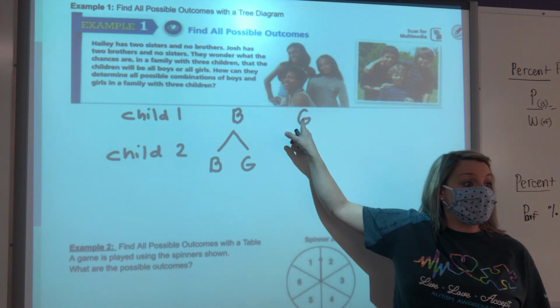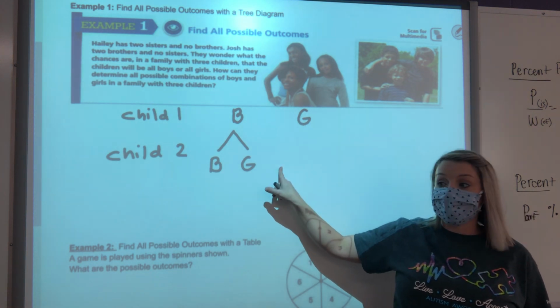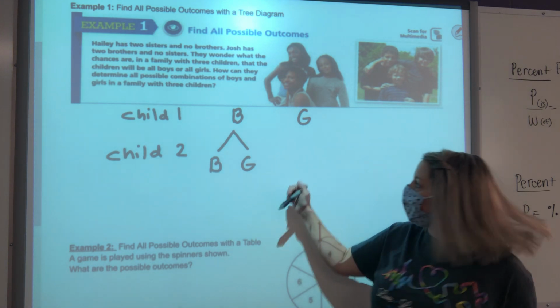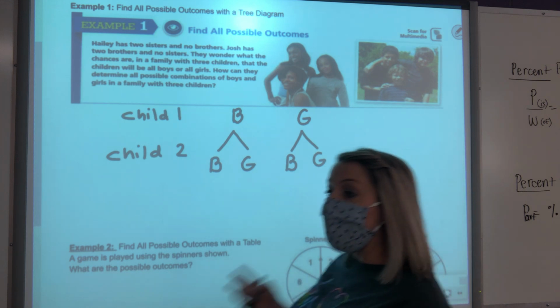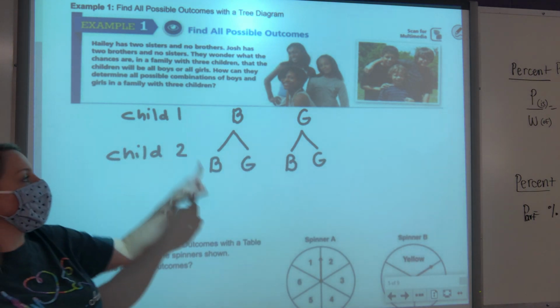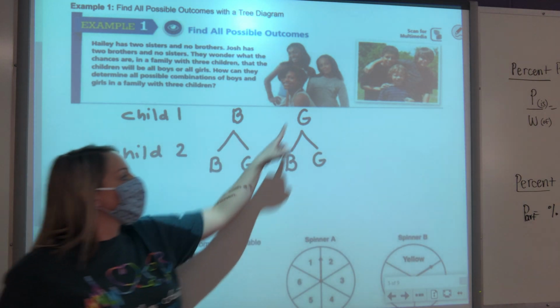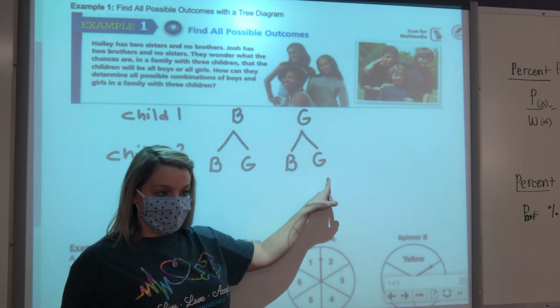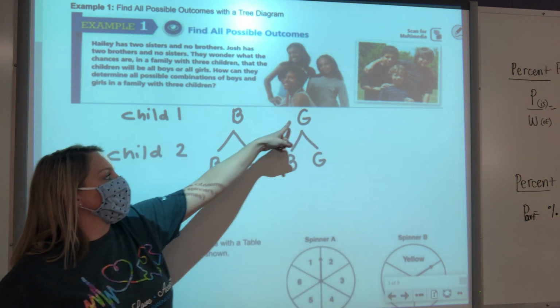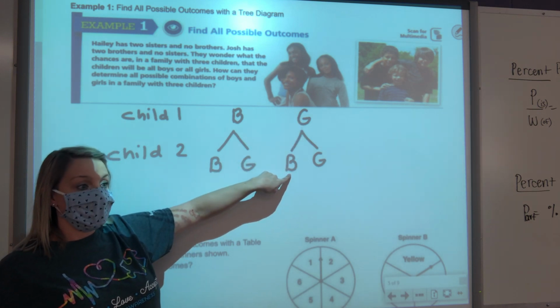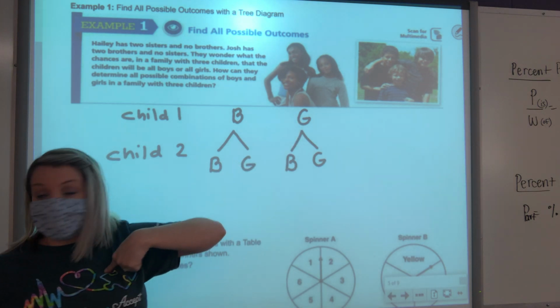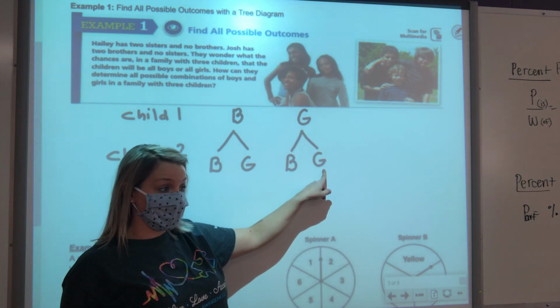Now, what about this one? First born is a girl. Second child can be a boy or girl. So our options so far are boy, boy, boy, girl, girl, boy, or girl, girl. Like this is the Zadok's. We had girl, boy first. In my family, the Shocks, we had girl, girl first.